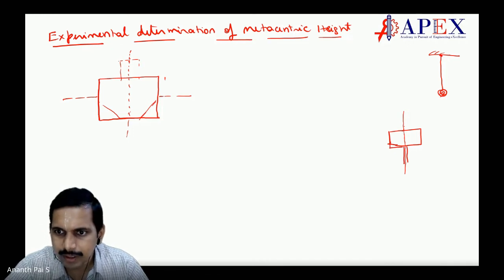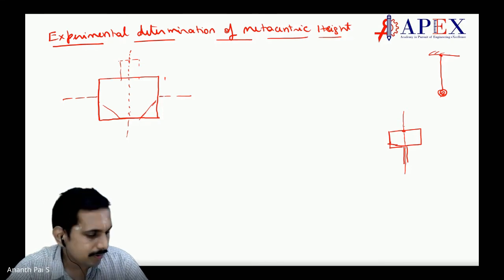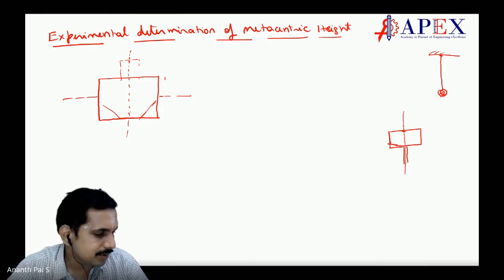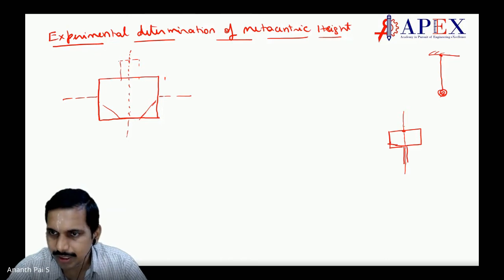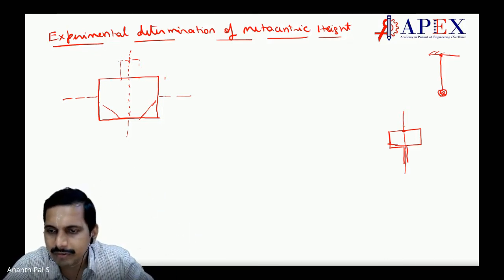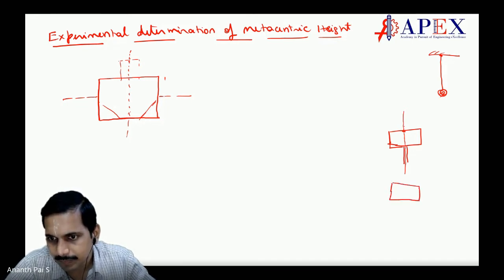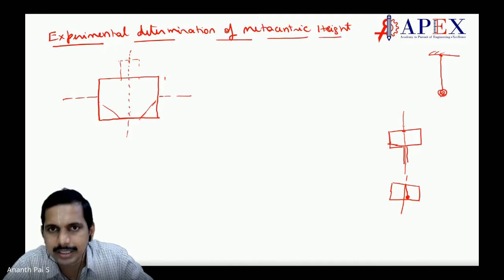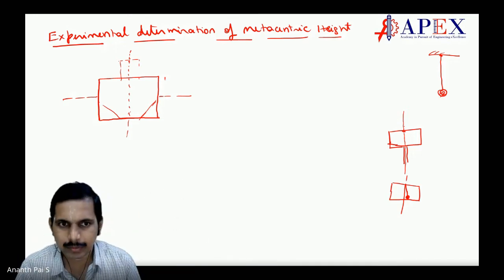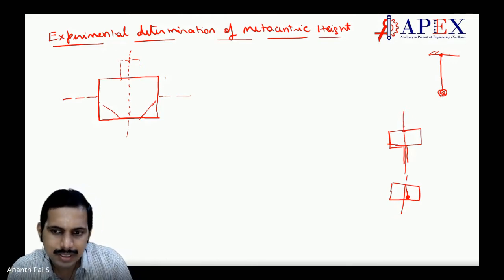Now what happens? Then you use that string with this one. If the ship is tilted, what will happen? This will go like this, is it not? And this will be here. This is the string tied with the stone, it will be like this. So you know it is tilted. Because when it's a big ship, you don't know how much the tilt is. You have to measure it properly. So this way it will happen.